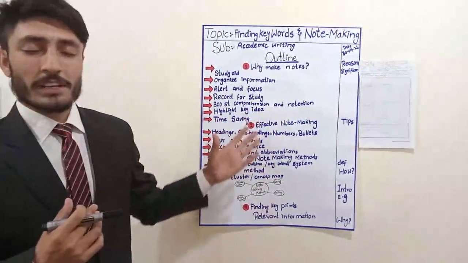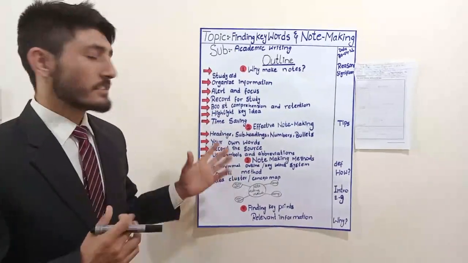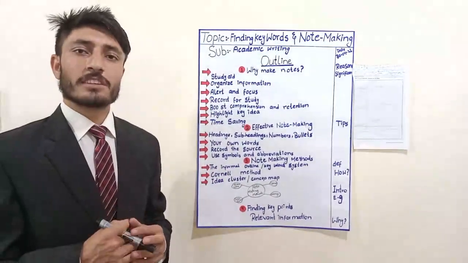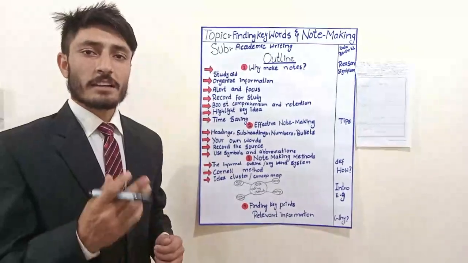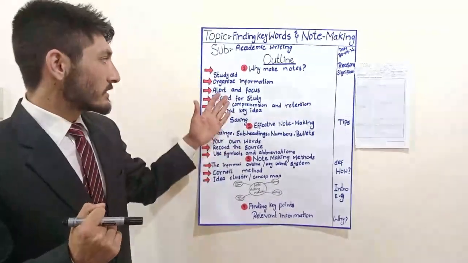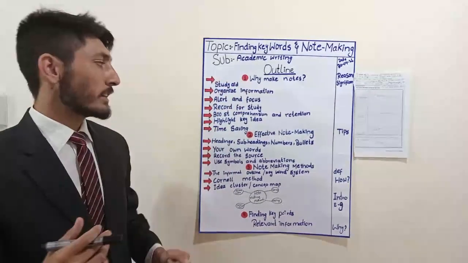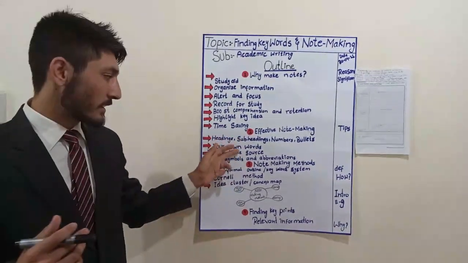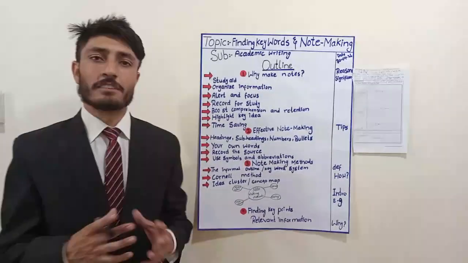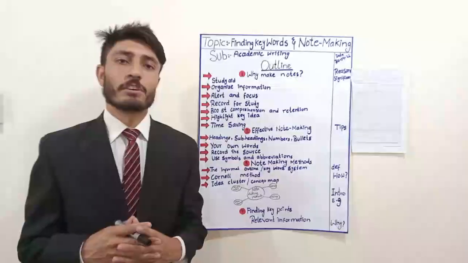So this is the outline of my presentation. I designed this outline using one of the methods of note making, which I'll discuss later on. In this outline, I'm going to discuss why making notes is effective, note making methods, and finding keywords and relevant information.